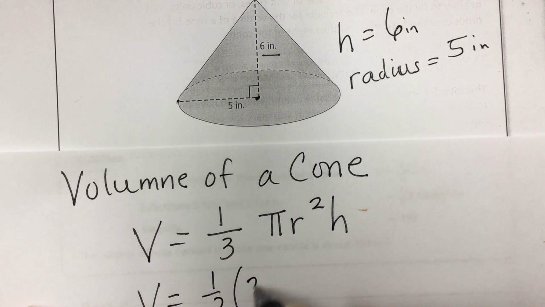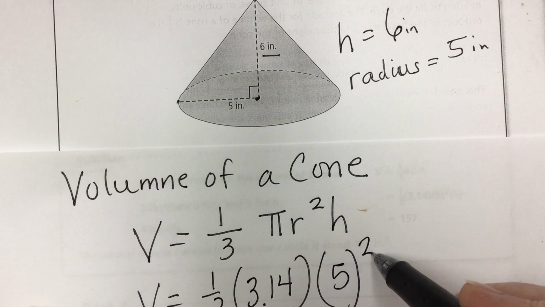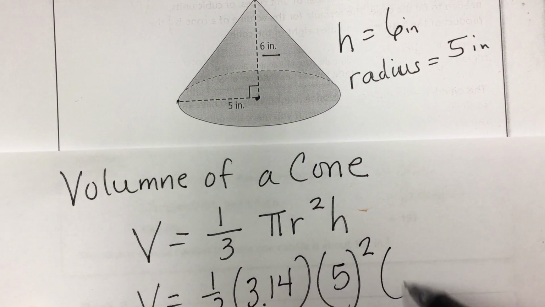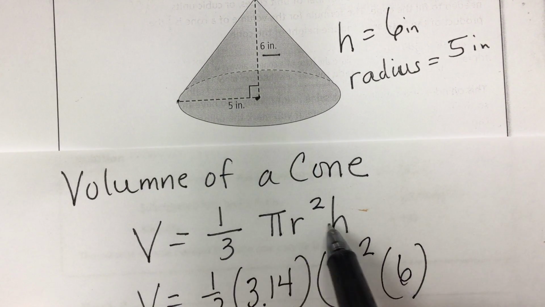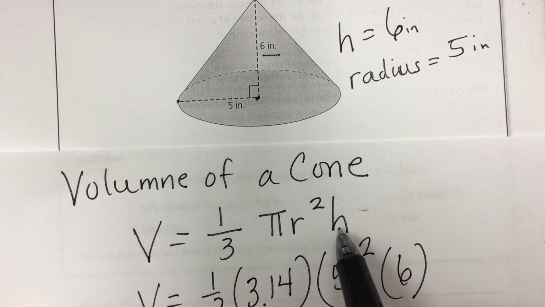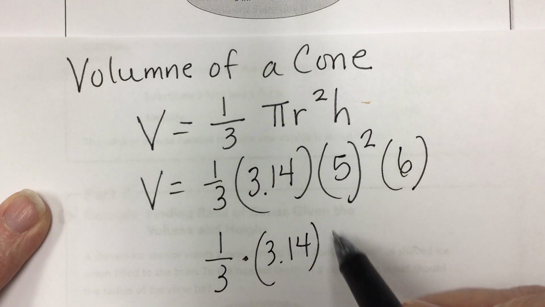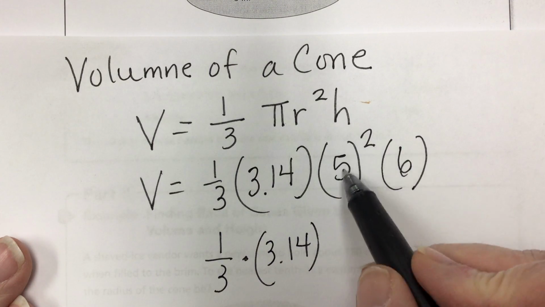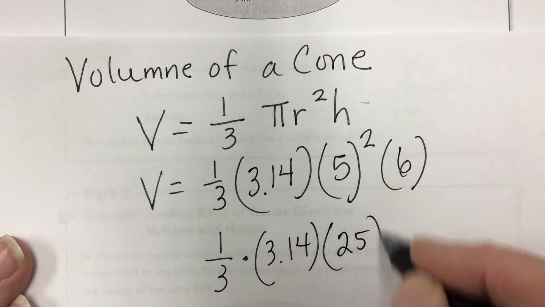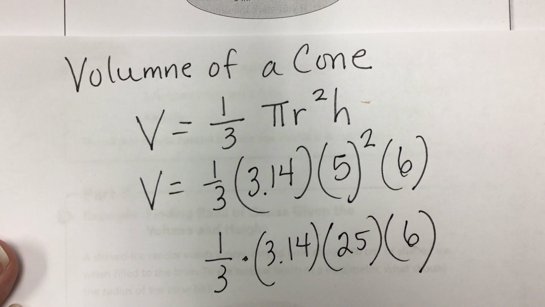So substituting everything into our formula, we have volume is equal to 1/3 times, we've been told to use pi as 3.14, times r, your radius is 5, squared, times your height, which is 6. Your formula is all multiplication: 1/3 times pi times r squared times h. So this is 1/3 times 3.14 times, you must do exponents first, 5 times 5 gives you 25, times 6.